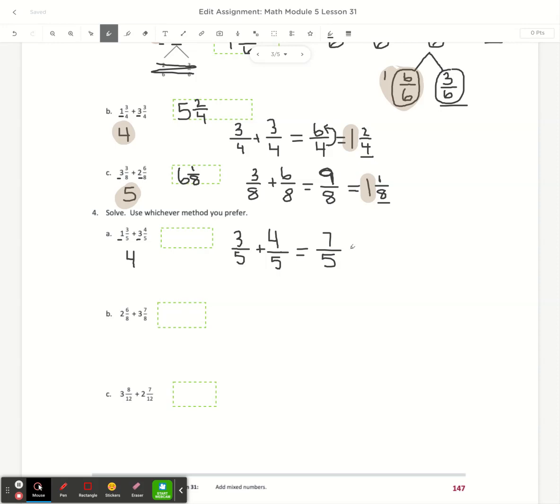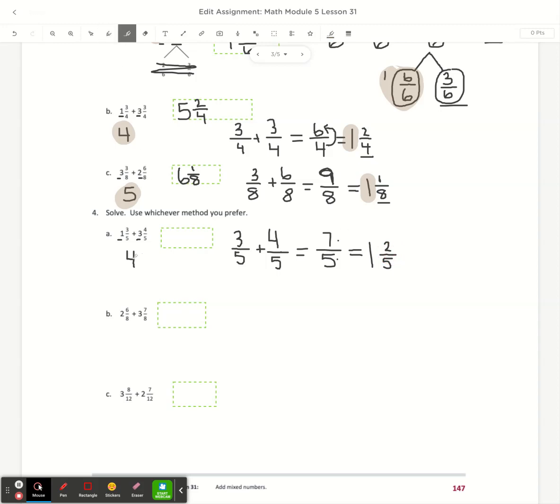Now I have 7/5, and that is an improper fraction, so I am going to change it to a mixed number. I'm going to do that by seeing how many times 5 goes into 7. Well, 5 goes into 7 one time, and my denominator stays the same. 1 times 5 is 5, and the difference between 7 and 5 is 2. So I am left with 1 2/5.